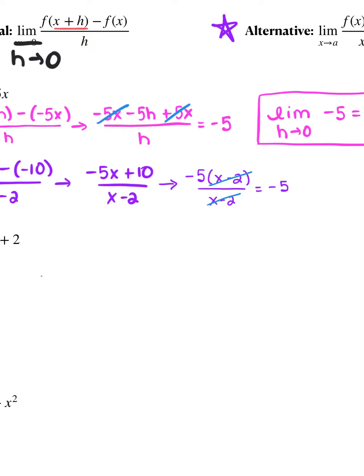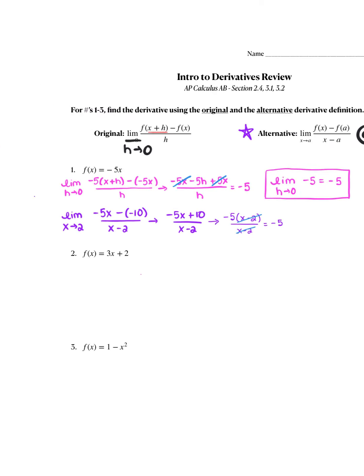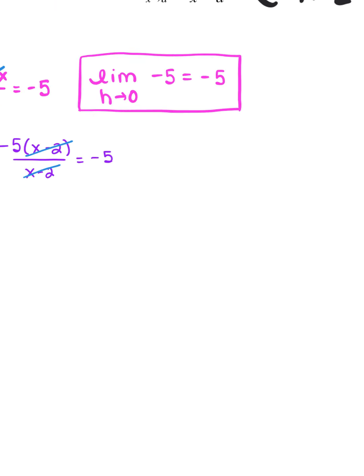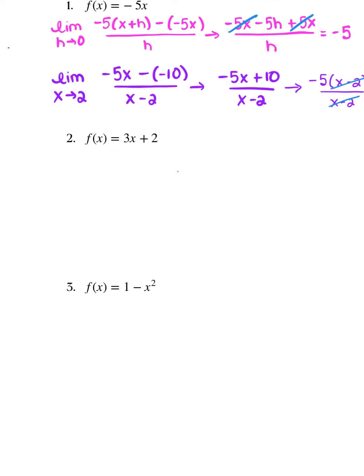Now again, in this one it's going to look kind of ridiculous, but what we're really doing now is finding the limit as x approaches 2 of -5. And we know that answer is just -5. And that coincides with what we just found above. All right, let's take a look at this next one.